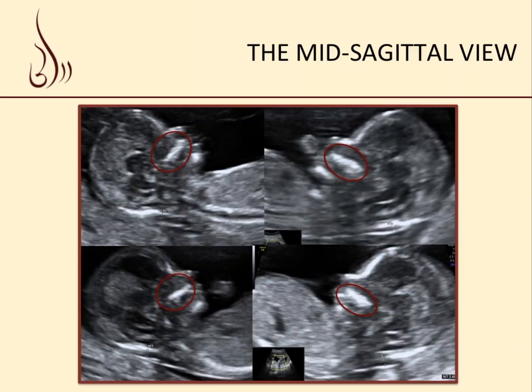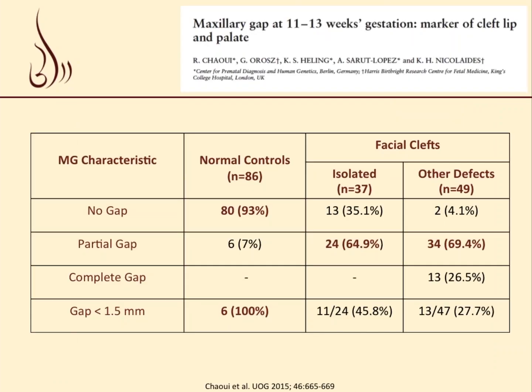And so if you were to have a gap and the gap is 1 millimeter, this should be reassuring. And here is an example of 4 fetuses with normal maxillas that contain no gaps. From Shawi's study, they had 86 normal controls, and then they had 37 fetuses with an isolated facial cleft and 49 fetuses with facial clefts, among other defects.